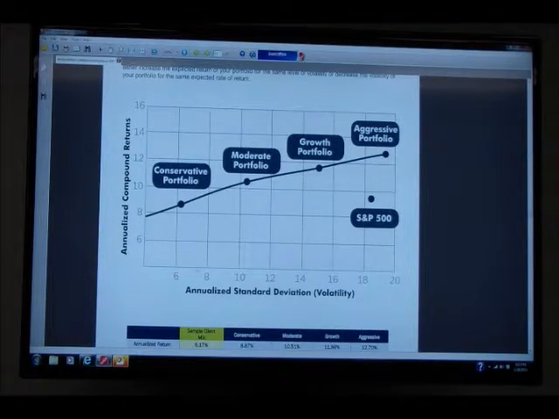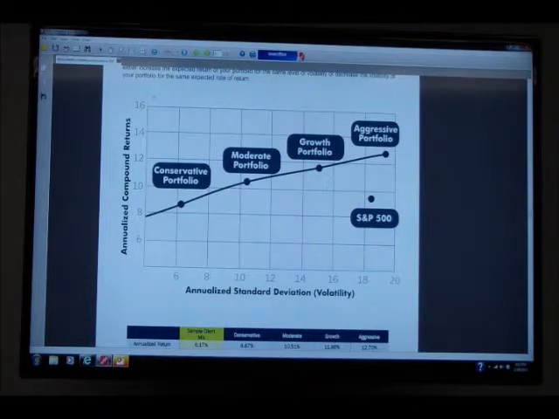You have an x-axis and a y-axis. The x is that standard deviation. This could be construed as a percent. So this here, for instance, is a 6% up or down, plus or minus volatility. If something plots here, it's 12 plus or minus. Okay? So this is the line that shows the optimum return you should get for the level of risk that you're getting.